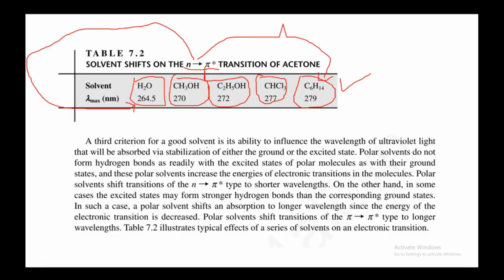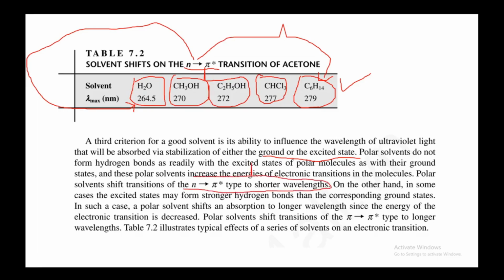A third criterion for a good solvent is its ability to influence the wavelength of ultraviolet light that will be absorbed via stabilization of either the ground or excited state. Polar solvents do not form hydrogen bonds as readily with the excited states of polar molecules as with the ground states, and these polar solvents increase the energy of electronic transitions in the molecules. Polar solvents shift the n to pi star type of transitions to shorter wavelength.